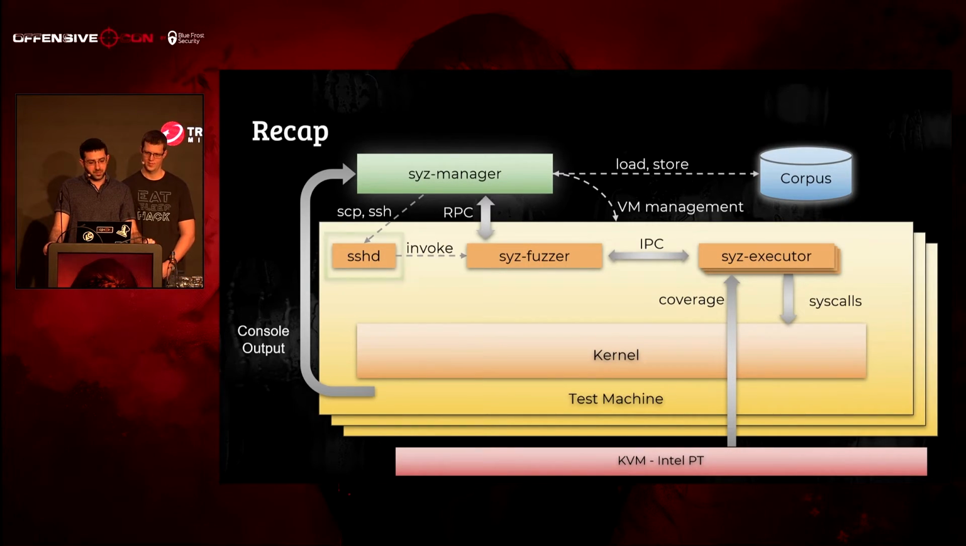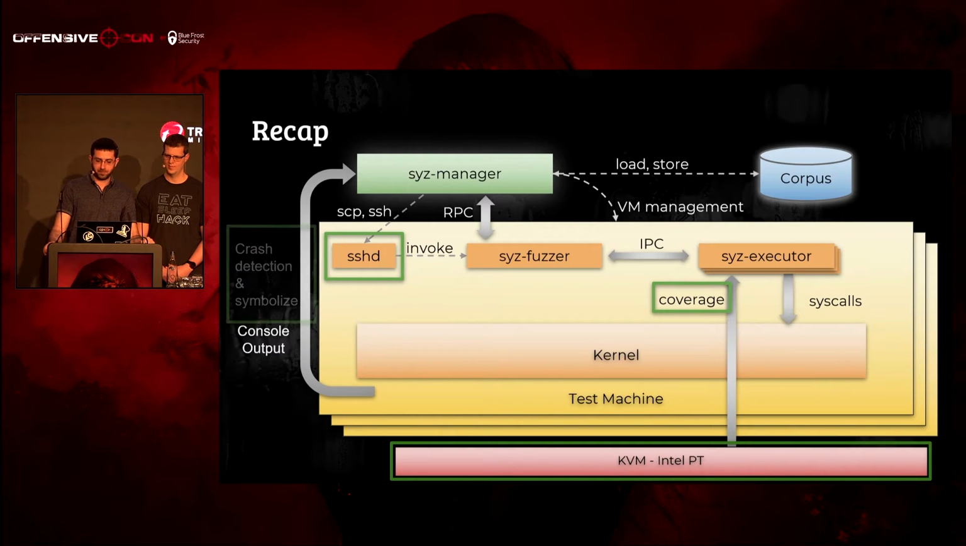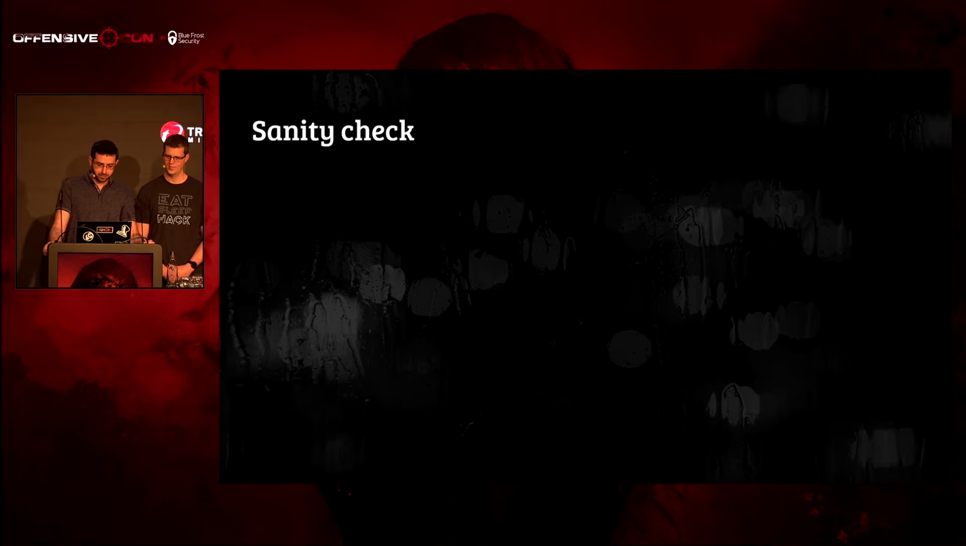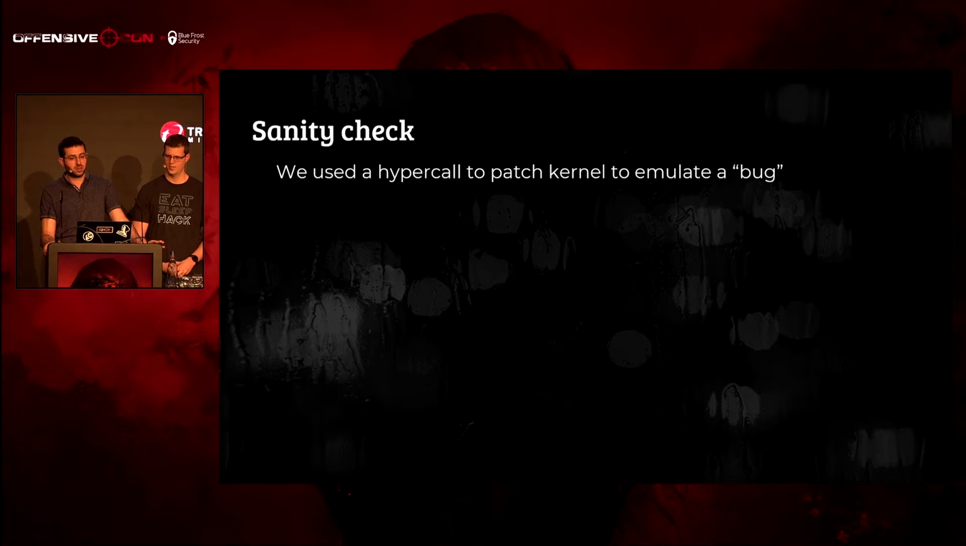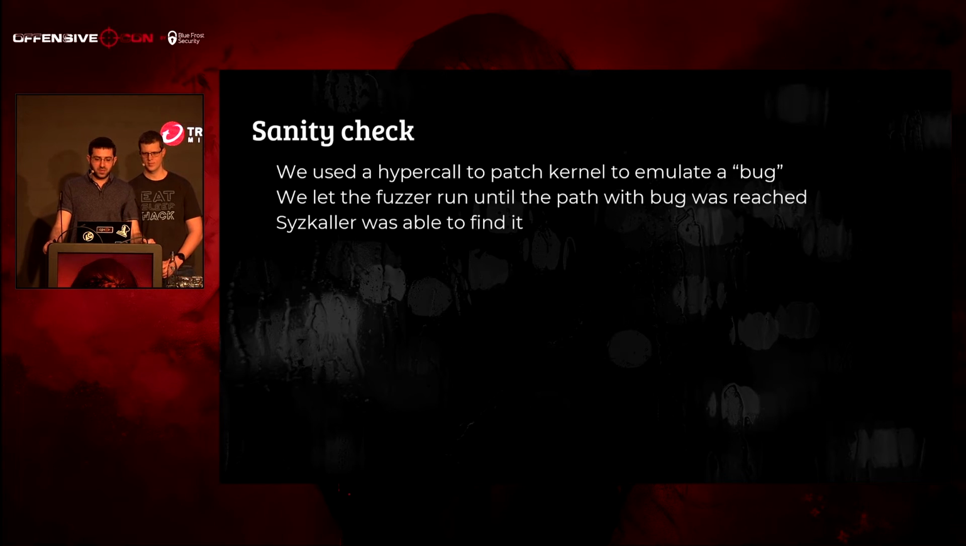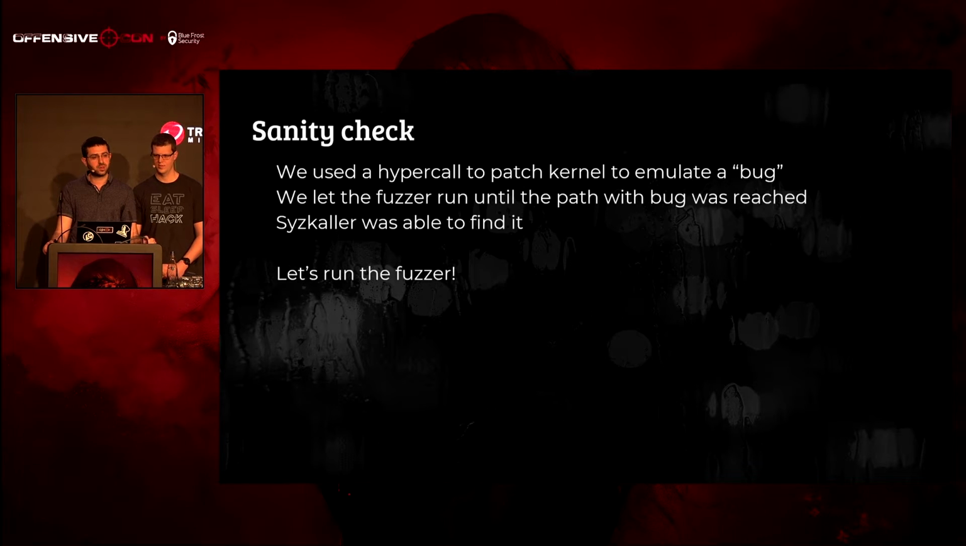So a quick recap. We had an SSH server, coverage check, crash detection, and symbolizer check. Before fuzzing, we started with a sanity check. But we didn't have a WSL bug, so we used KVM to patch the LXCore kernel code in order to emulate the bug. The fuzzer was able to find the injected bug within minutes. So we felt like we were ready to run the fuzzer.